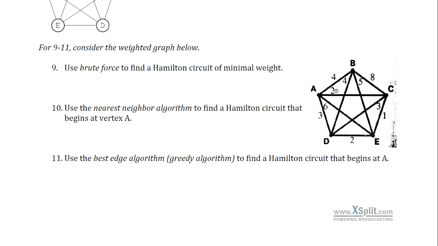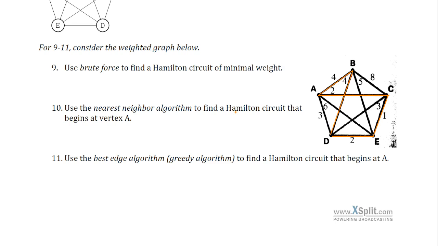I don't honestly know, but let's find out with the nearest neighbor and best edge algorithms, see if they agree with us. Nearest neighbor, I'm going to start at A. I'm going to go my nearest neighbor route, which is 2, because all the other paths are 4, 6, and 3. Nearest neighbor from C is over to E. Nearest neighbor from E is over to D. I don't want to complete a circuit early, so I'm actually going to get the same thing that I did with my brute force initially. I'm going to say that nearest neighbor generated a 13. Remember, with nearest neighbor, I'm just choosing the smallest path, and I go from there. So 13 with the nearest neighbor algorithm.